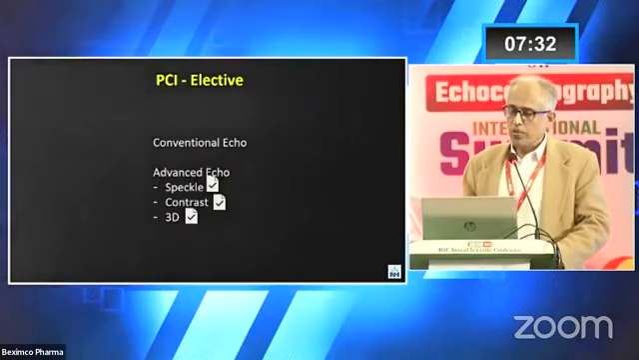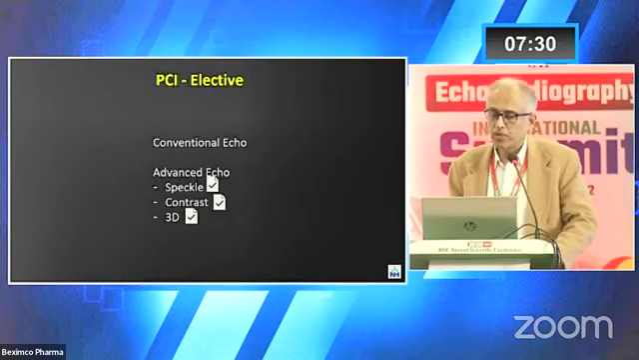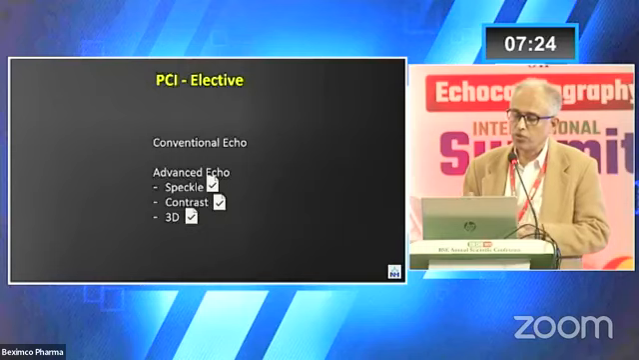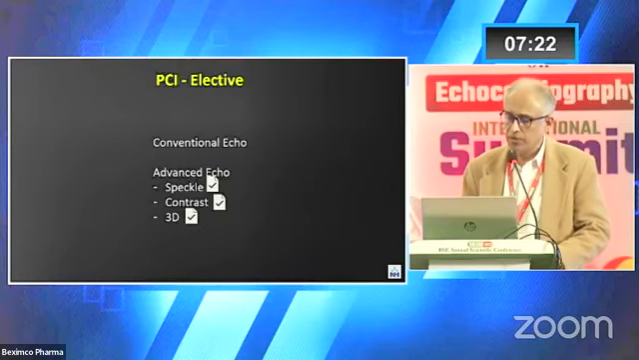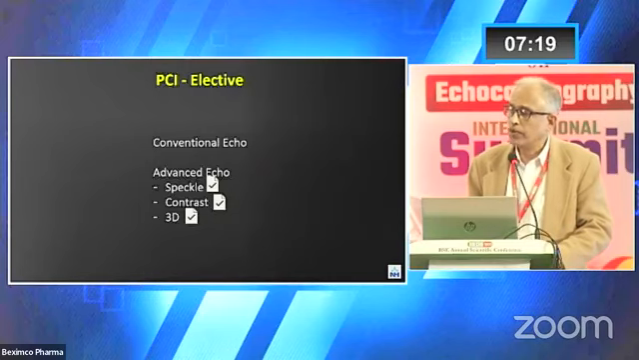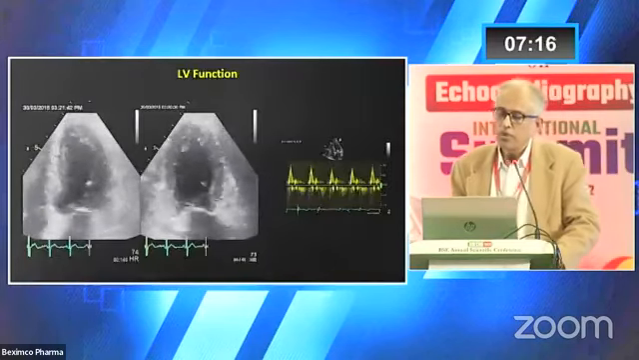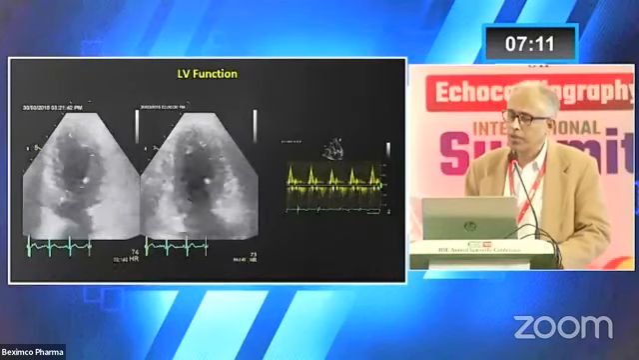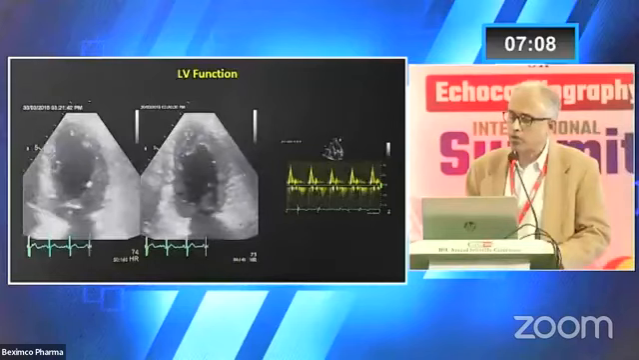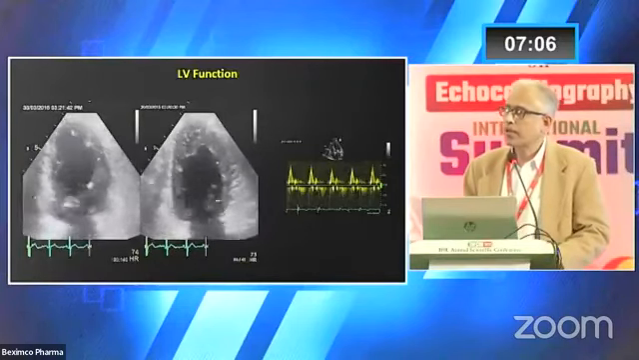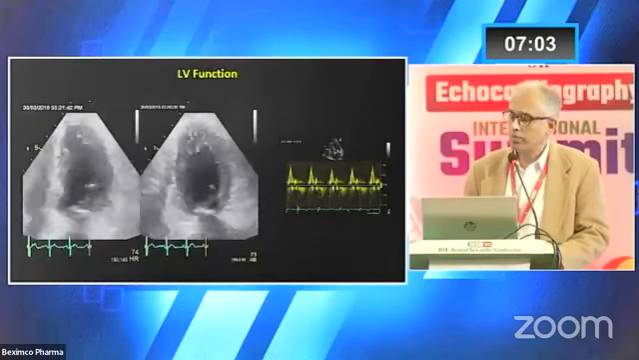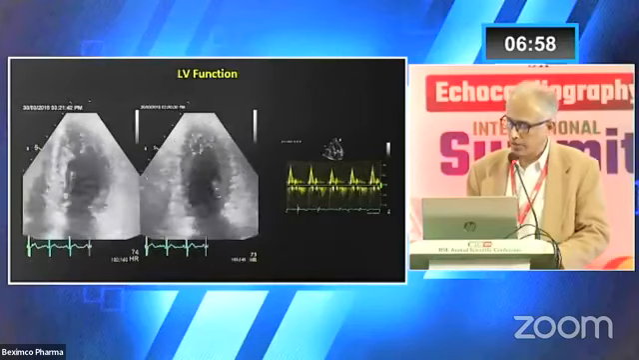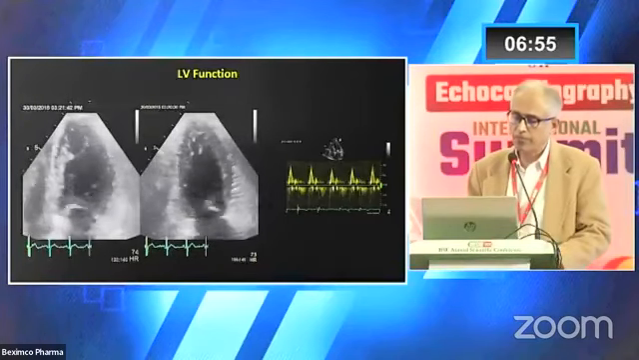Now, elective is where you have time and you can go through the other modalities. You can have speckle, you can do 3D also, and you can do contrast also. Again, the primary focus is looking at LV function. And just a brief mention about diastolic dysfunction. Also pay a close look at the diastolic dysfunction. The more severe the diastolic dysfunction, the more stormy the course is going to be for the patient, especially in terms of failure. And you have to be very careful in terms of fluid management later.